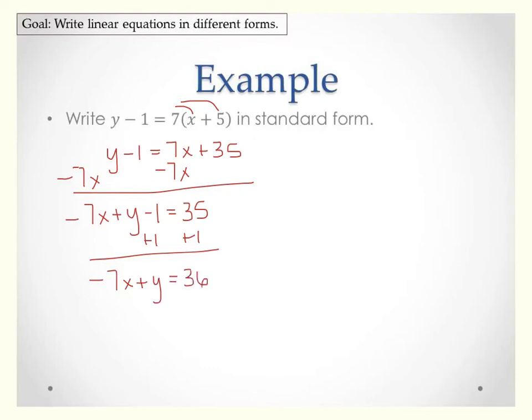Now, what's wrong with this? I can't have a negative a, so we're going to divide by -1, or you could multiply by -1. 7x minus y equals negative 36.